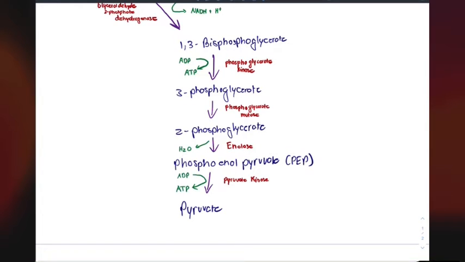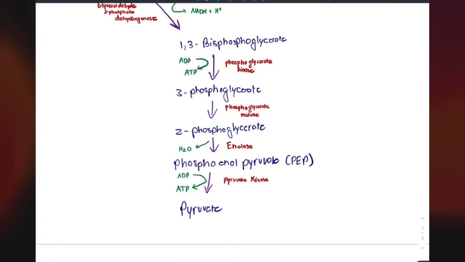So once you have PEP, or phosphoenolpyruvate, you can use pyruvate kinase, the final enzyme. It's actually a very important enzyme that makes more ATP, importantly, and also turns phosphoenolpyruvate to pyruvate.